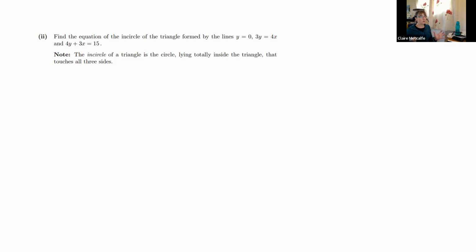Now we want to find the equation of the incircle of the triangle formed by these 3 lines. And down here, it tells you what the incircle is. So basically, any triangle that you draw, you can always draw exactly one circle which just touches all 3 sides. So that's what an incircle is, and it has explained it in the question.